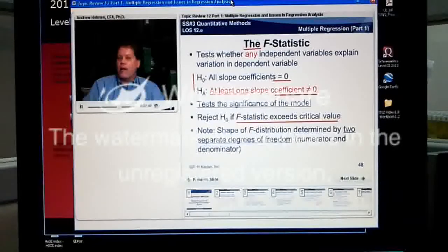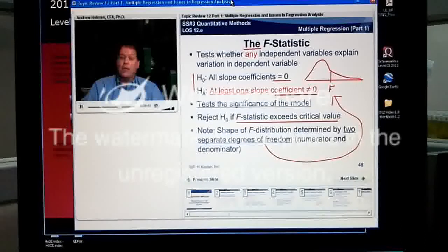The shape of the F distribution is determined by two separate degrees of freedom, a numerator degrees of freedom and a denominator degrees of freedom. The F is also an asymmetric distribution, so it looks something like this, within the very limited artistic abilities that I possess. We're going to have a critical F here. That's something we're going to look up. We have 2 degrees of freedom, and we have to have both of them to look up the critical value.